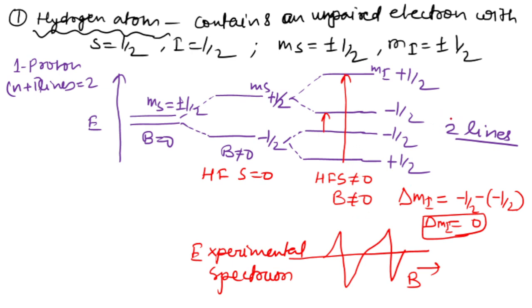So here you will get two lines. Due to this you will see the experimental spectrum, where you will see the two peaks.